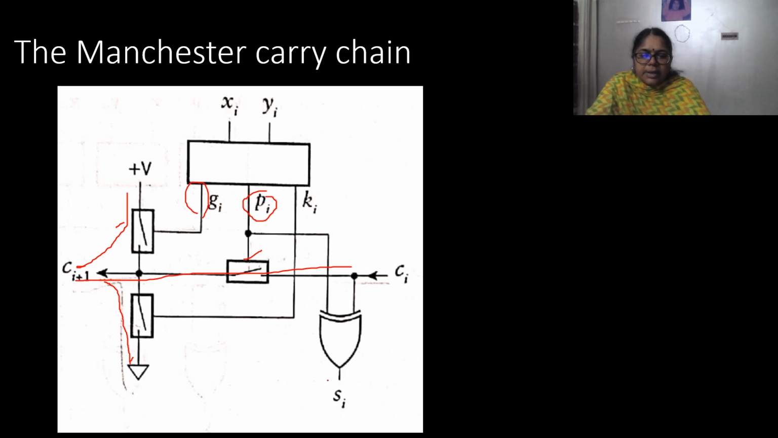Similarly, the sum can be obtained by performing the XOR operation of Pi and Ci. Thus, we can see that there are different ways of depicting the addition or the adder cell.